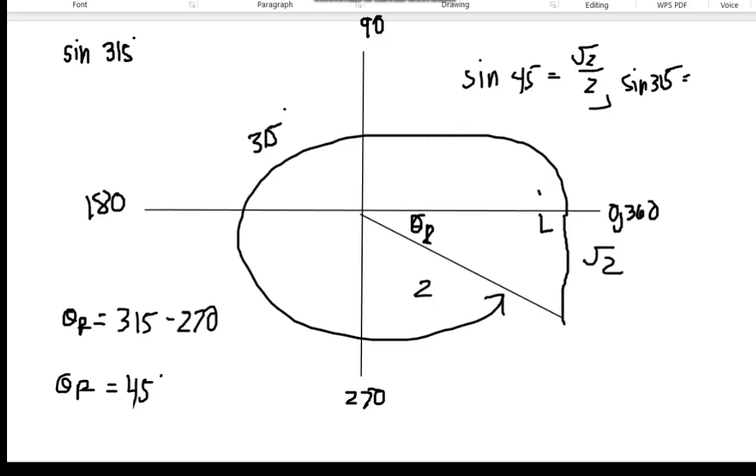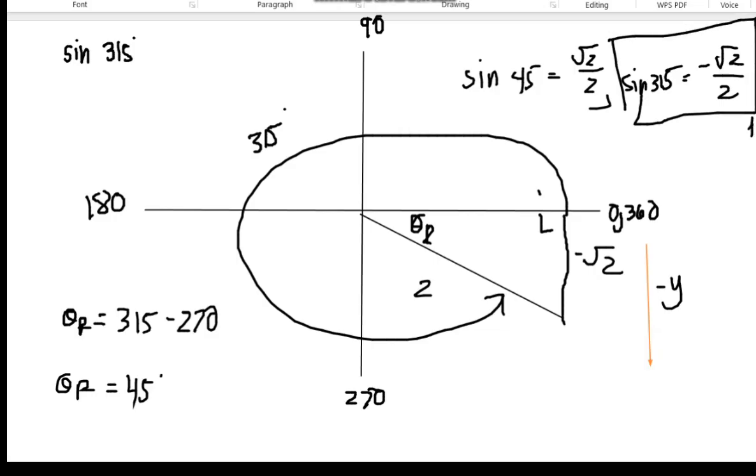Opposite over hypotenuse. The root 2 now lies in the negative y direction, right? So I'm going to put the negative sign beside it. Therefore, sine 315 is negative root 2 over 2. And that's the answer.